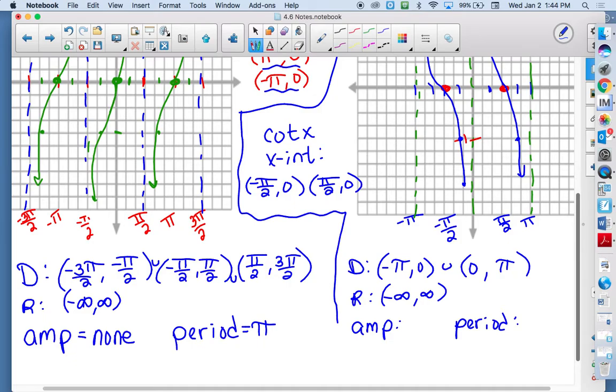So what do you think the amplitude is for cotangent? None. If tangent doesn't have any amplitude and cotangent looks almost the same, it's not going to have an amplitude as well. Brandon, how about the period? Just pi, yeah. Again, the distance from one asymptote to the next is your period, and that's just pi. Questions on that information that was underneath those 2 graphs?